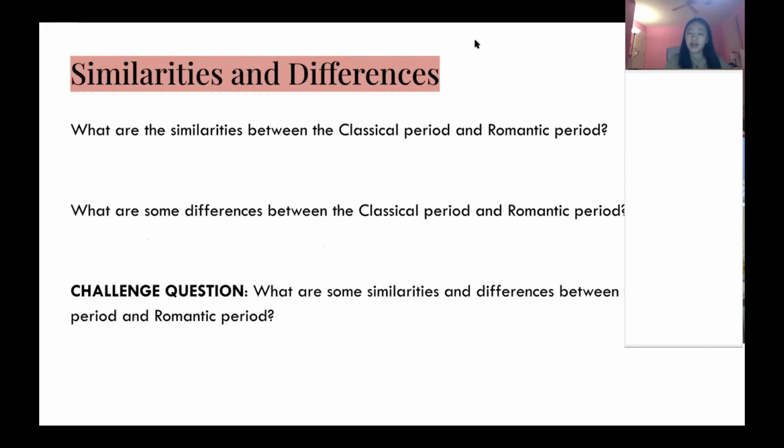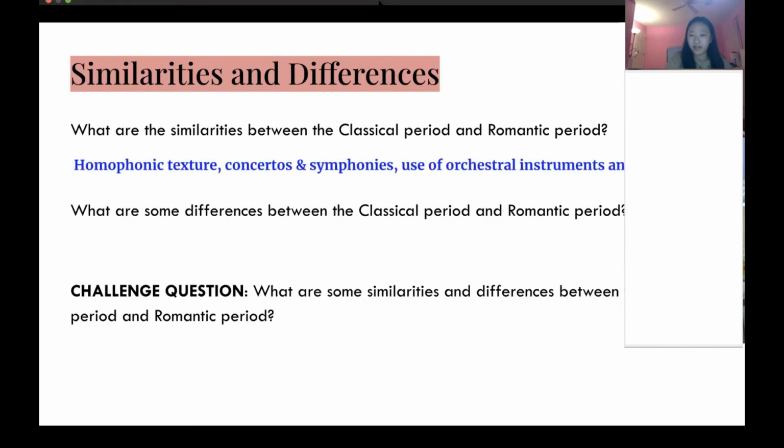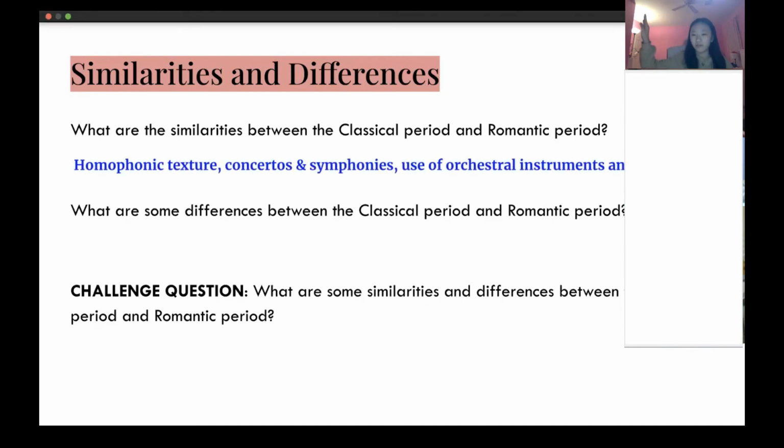Okay, so this is the last slide. I think it's pretty important to know differences between the two periods. Otherwise, why did we learn them? So some similarities between the classical and Romantic period is the homophonic texture. That means that there's one clear melody. Remember, we learned polyphonic in the Baroque era, and that means the melody was in the treble clef and the bass clef. But in classical and Romantic music, that doesn't really happen. The melody is usually really clear. And they both had concertos and symphonies, and they used orchestral instruments, and they used the piano a lot.